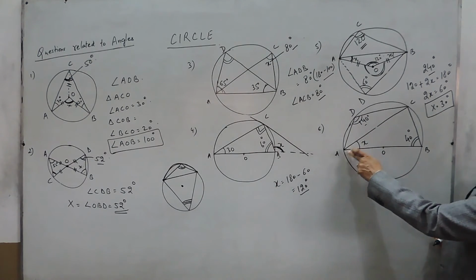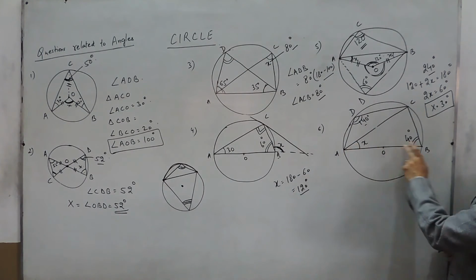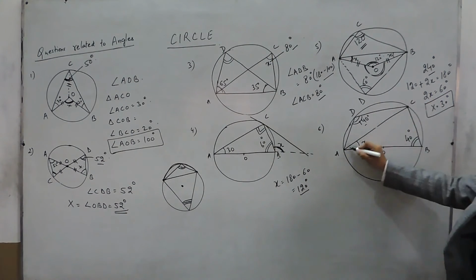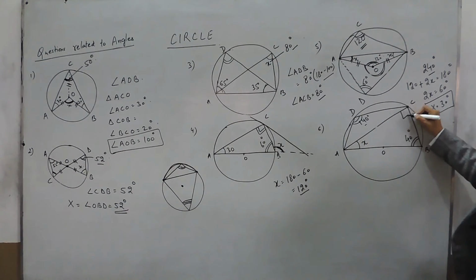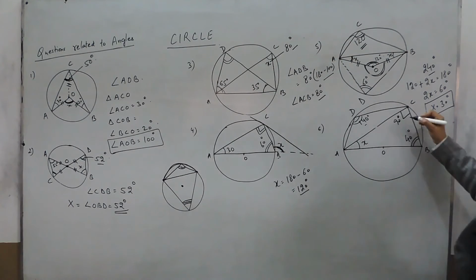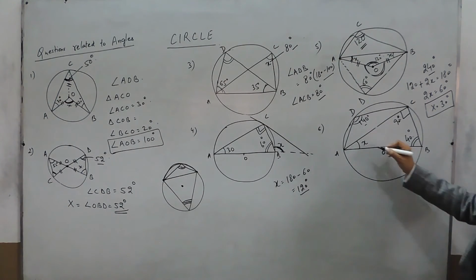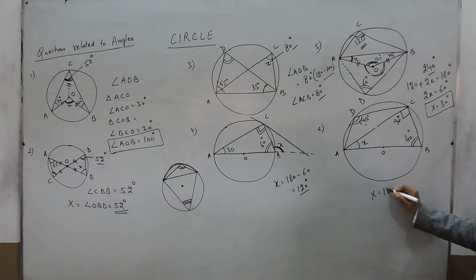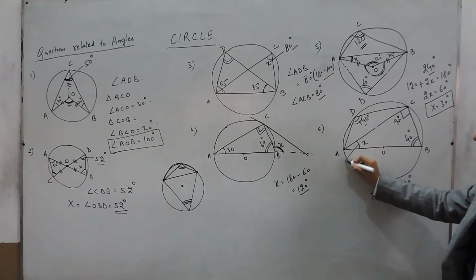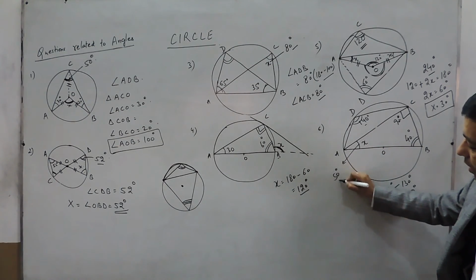Plus we already know that the angle in a semicircle, if this is a diameter, then at point C, this is an angle on the semicircle, so it must be 90 degrees. And the sum of all the angles of a triangle is 180, so 90 plus 40 is 130 degrees. The value of x becomes 180 degrees minus 130 degrees, which is 50 degrees. So this angle will come out to be 50 degrees.